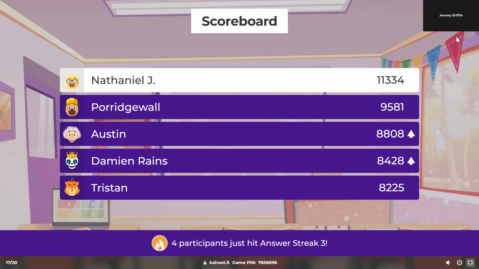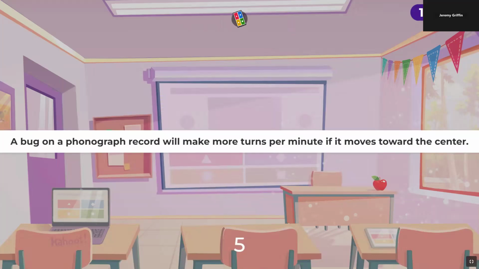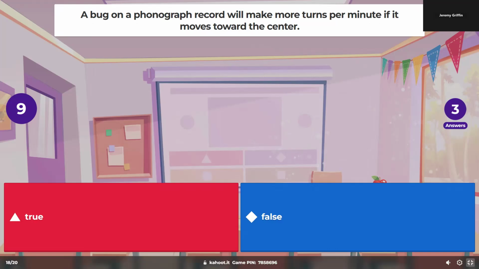Kristen, Jamie Rains, Austin, Porchball, Nathaniel. Bug on a phonograph record will make more turns per minute if it moves towards the center.